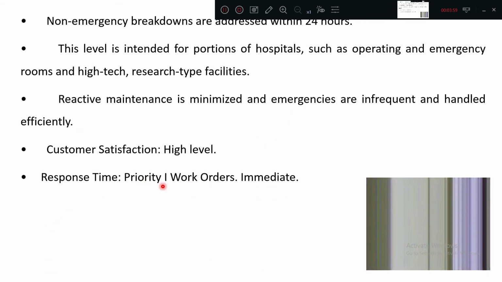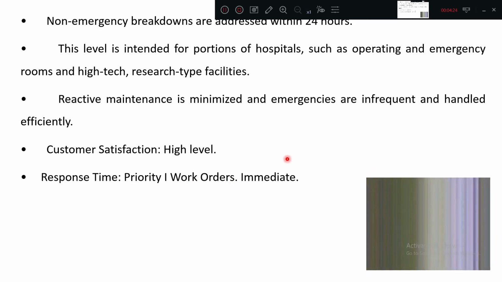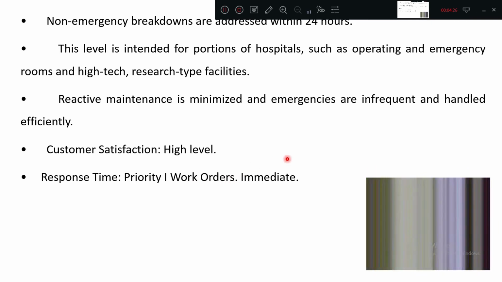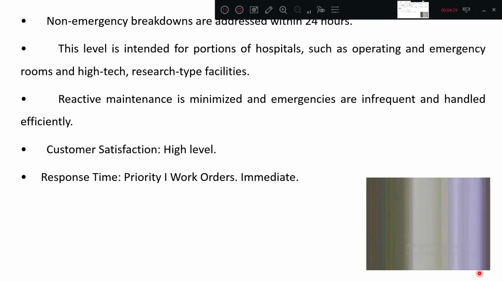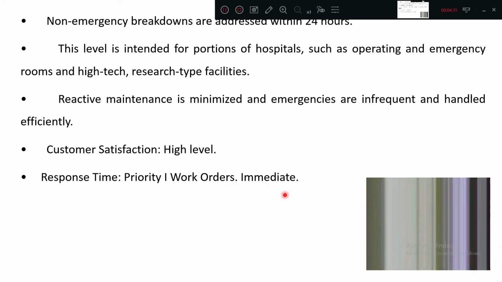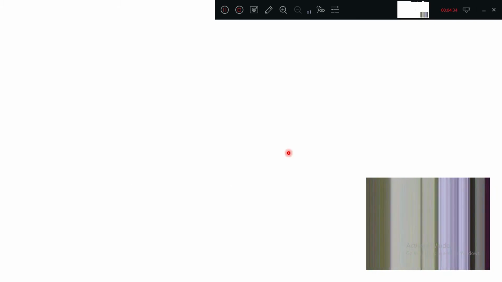Response time. Here, what is the work order? What do you mean by work order? Work order is nothing but the order given to a contractor or the person who will come and do the work, something like a license to work. A work order is an agreement or contract between the client and contractor in the civil field. The work order will be given to the maintenance person with the highest priority, so we write it as priority one. Response time is always immediate.